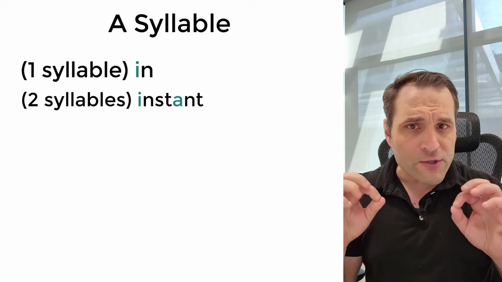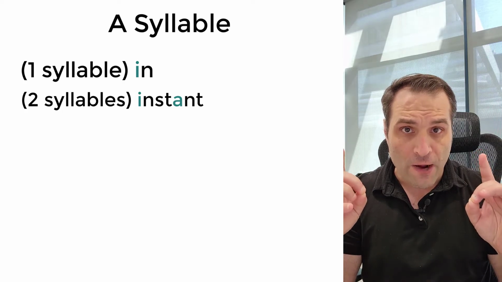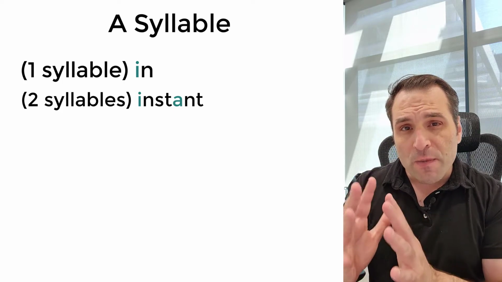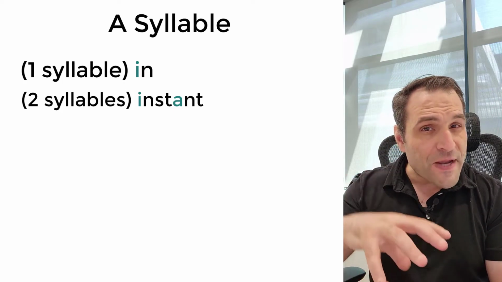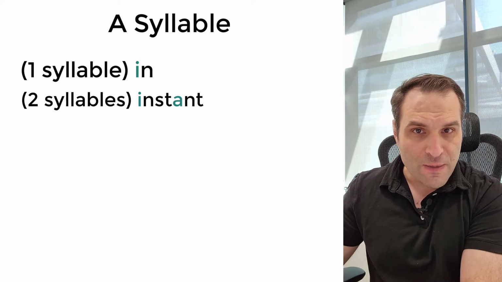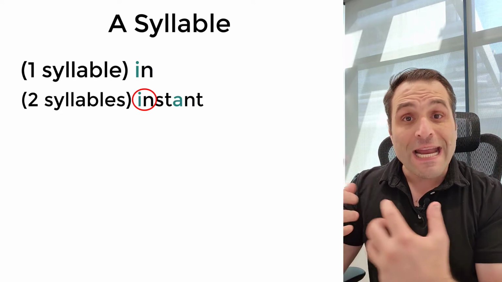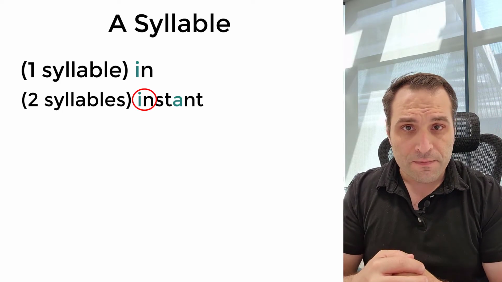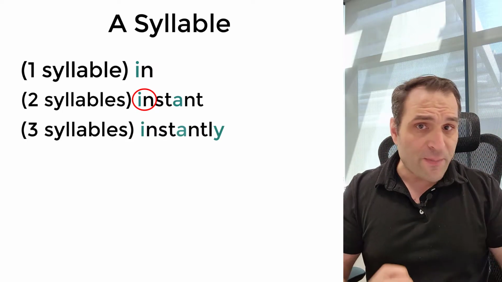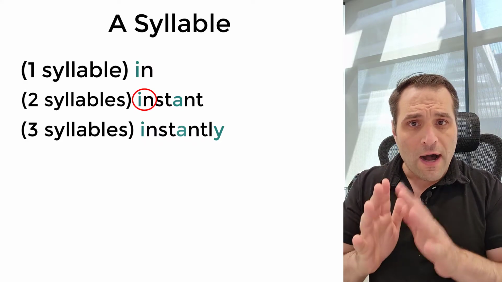Now you notice, because I have two vowels, one of those two syllables is going to be a bit louder, a bit stronger, a bit more stressed than the other syllable. So I say instant. Now I'm putting more power on in. Instant. And if I add another syllable, another vowel, for example, if I say instantly, now I have another vowel.